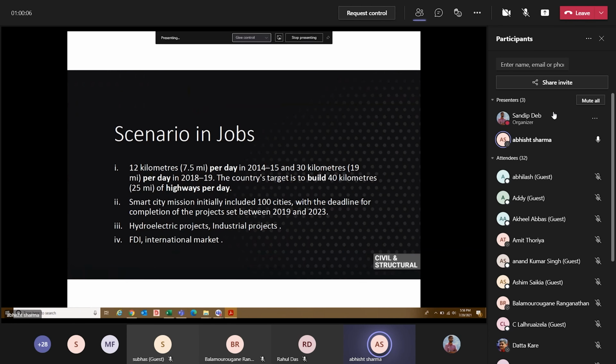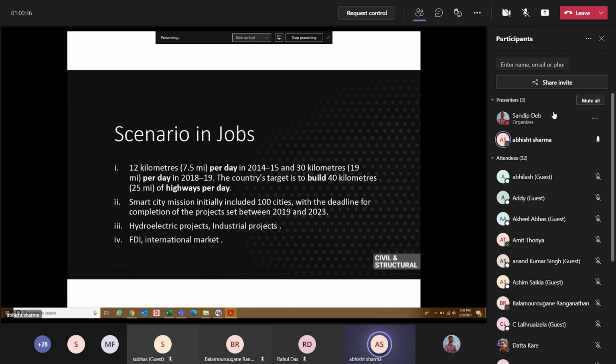Now, talking about the scenario in jobs, like I told you, India is now targeting almost 30 kilometers per day. In 2018-19, the country's target is to build at least 40 kilometers of highway per day. So you can imagine how much workload is there in the industry. So people with the right mindset and with the right skills can get a good job through this.